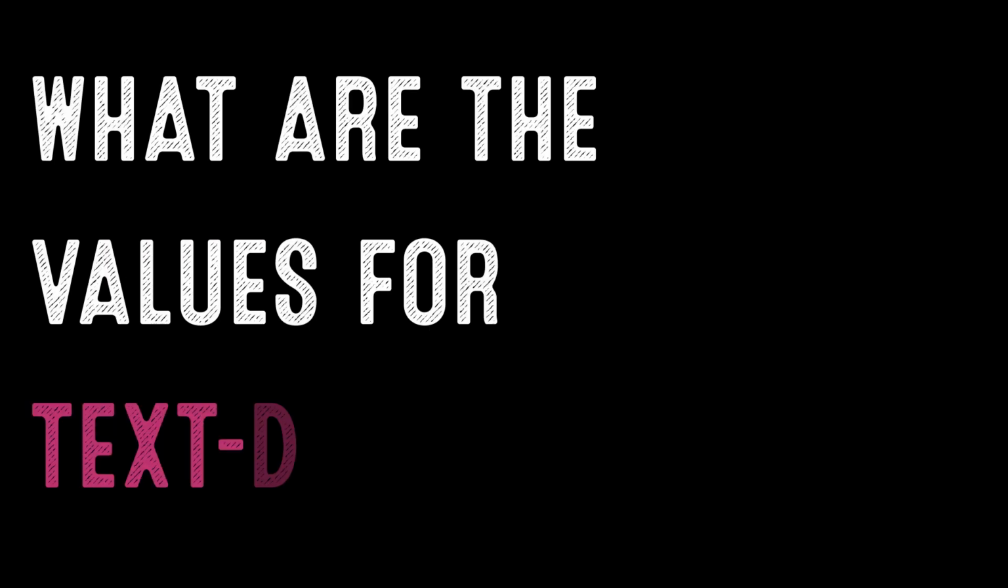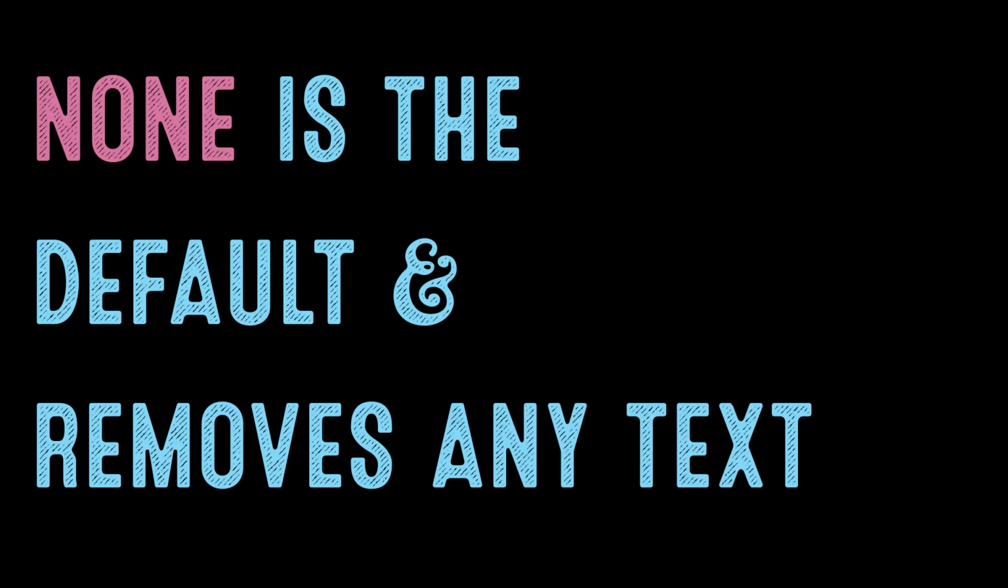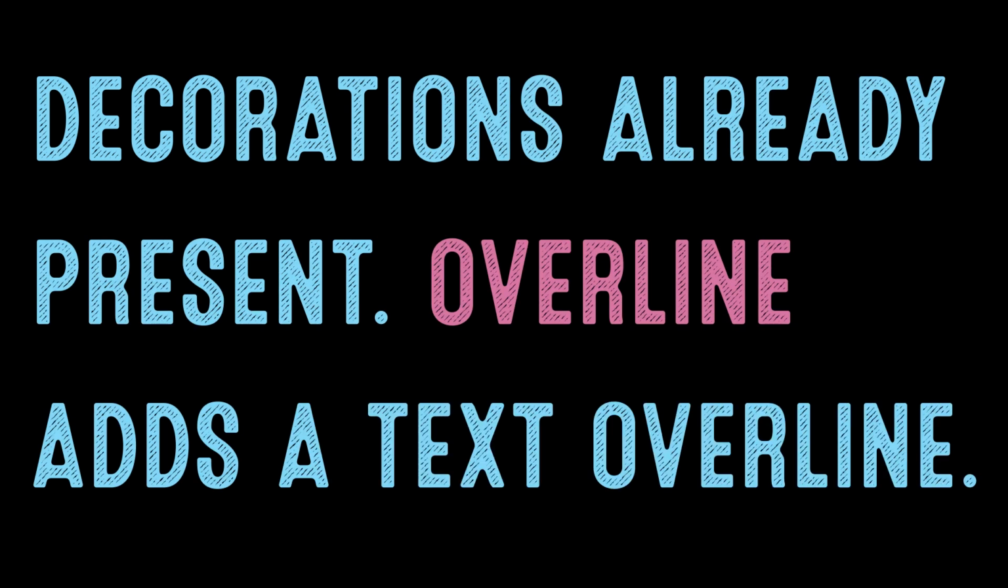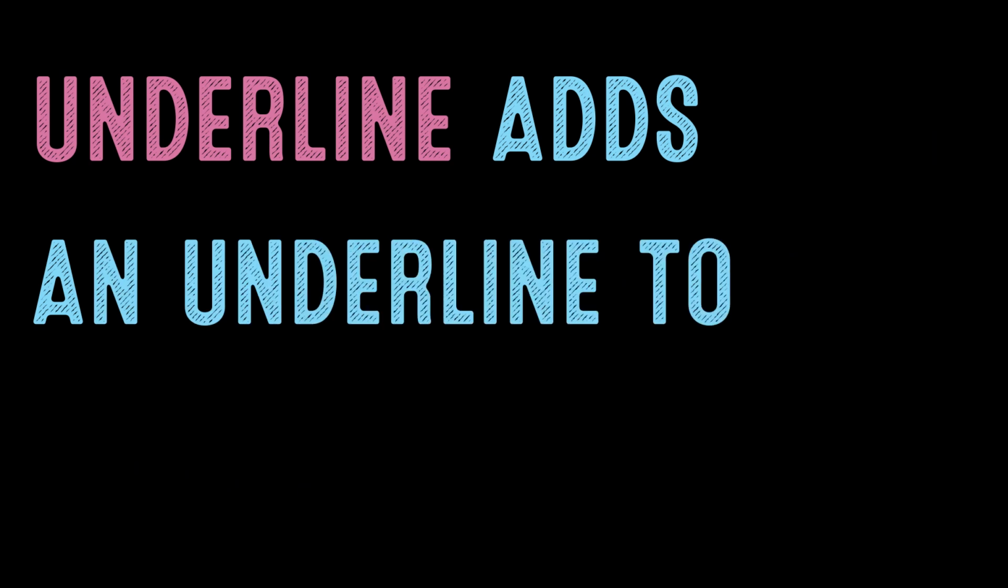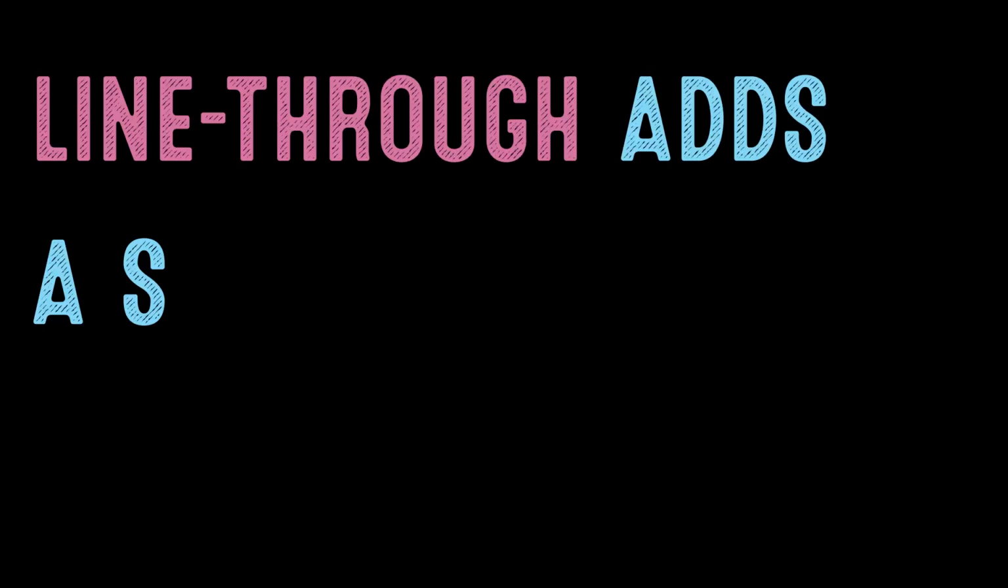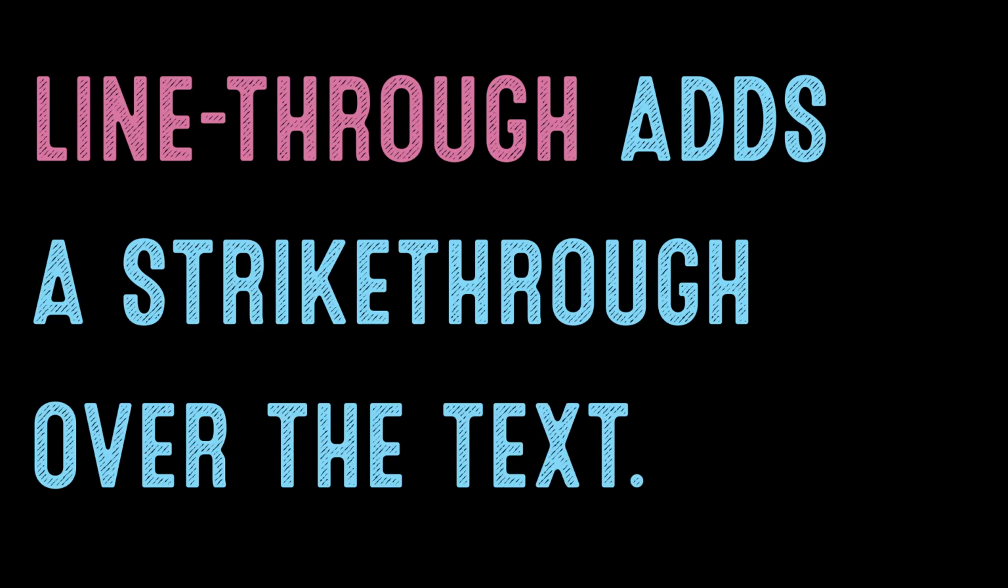What are the values for text decoration? Here are the available values. None is the default and removes any text decorations already present. Overline adds a text overline. Underline adds an underline to the text. Line through adds a strike through over the text.